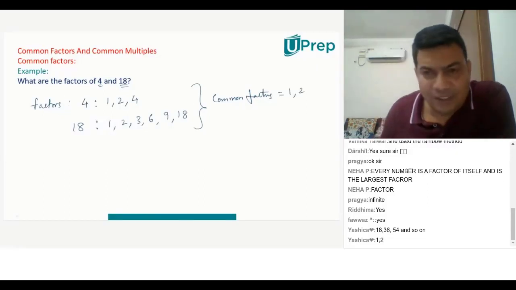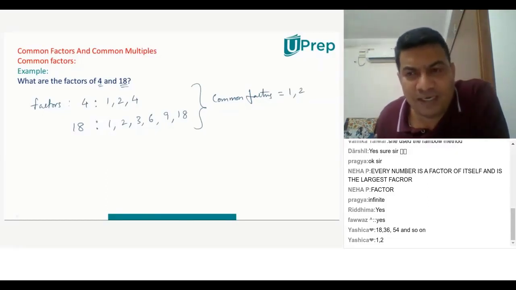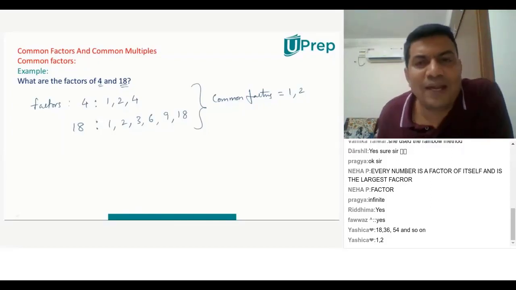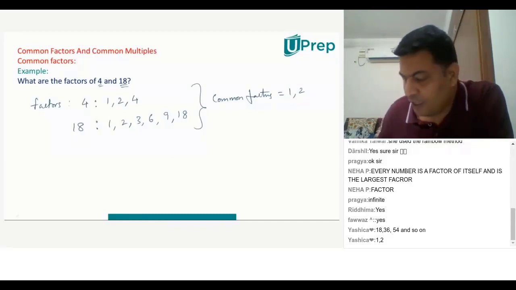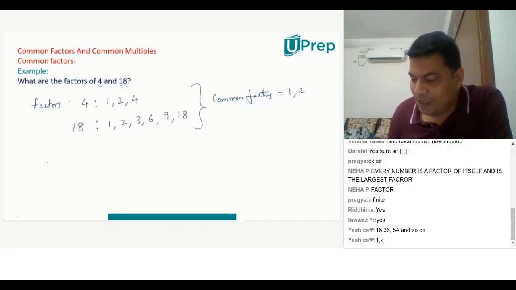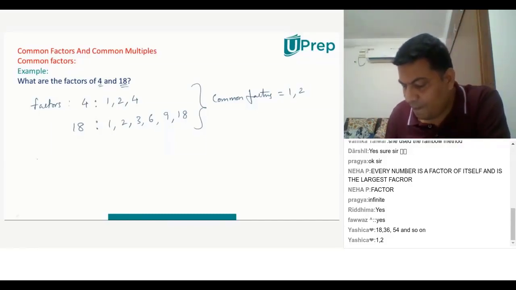Tell me. 1 and 2. There are only two common factors, 1 and 2. 1 is a factor common to any number. So basically the common factor here is 2. Correct? Very good. Now let's understand common multiples. Concentrate everyone. You need to get fundamental things right.